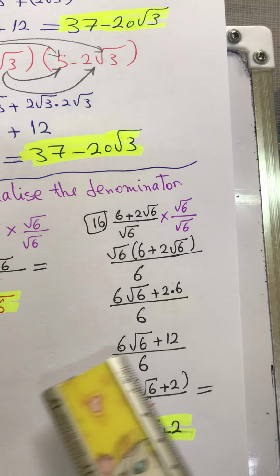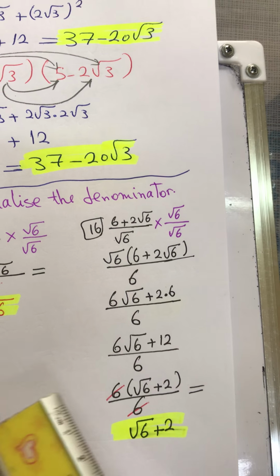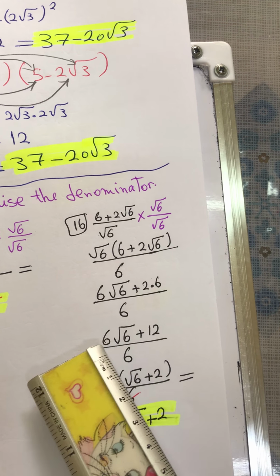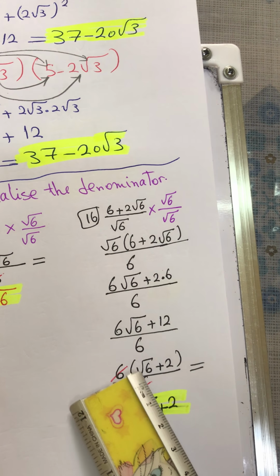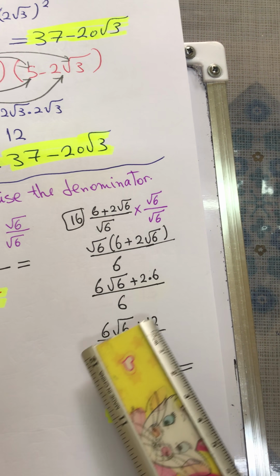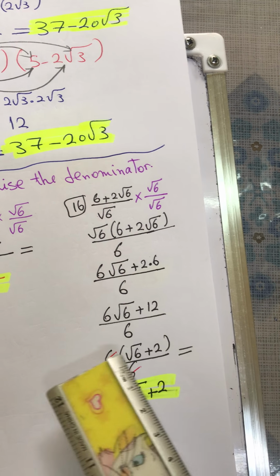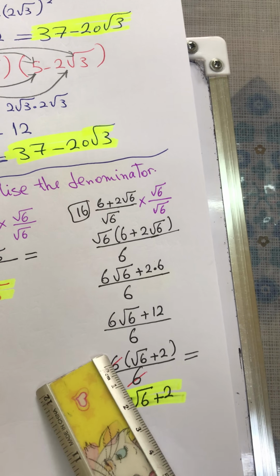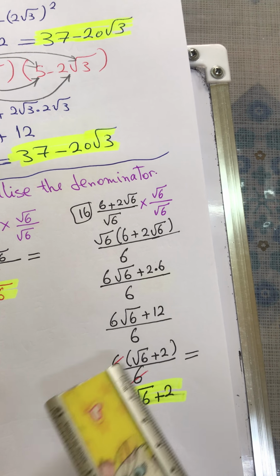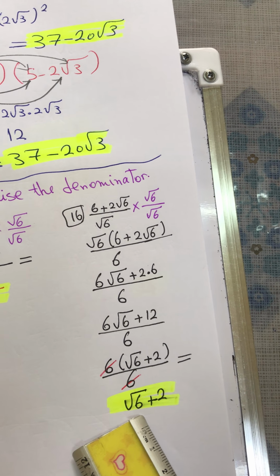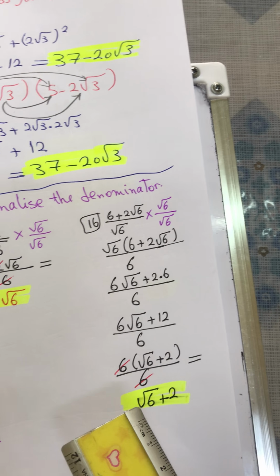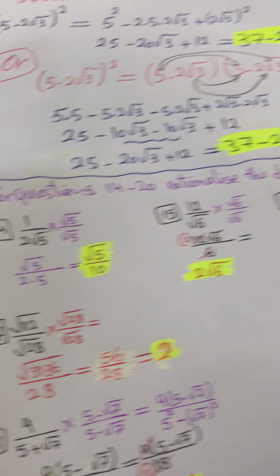Now I'll take common factor between 6 and 12, which is 6. Open brackets, 6 square root of 6 divided by 6 equals square root of 6, plus 12 divided by 6 equals 2. And the bottom is 6. You can cancel 6 with 6, gives you 1. And what's left is square root of 6 plus 2. Very interesting problem. I want you to solve them yourself.